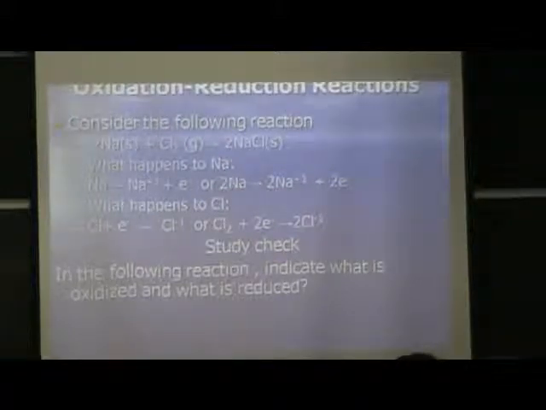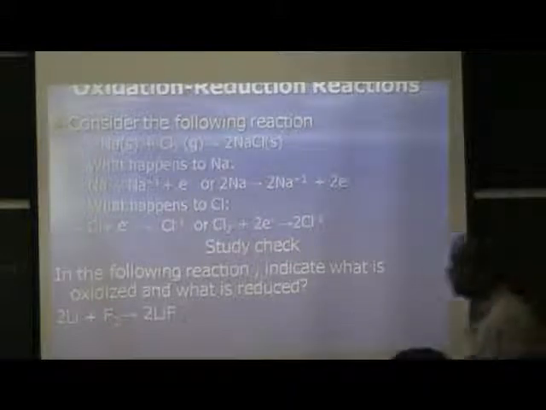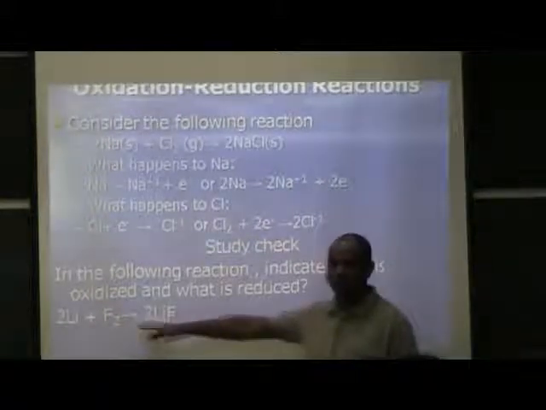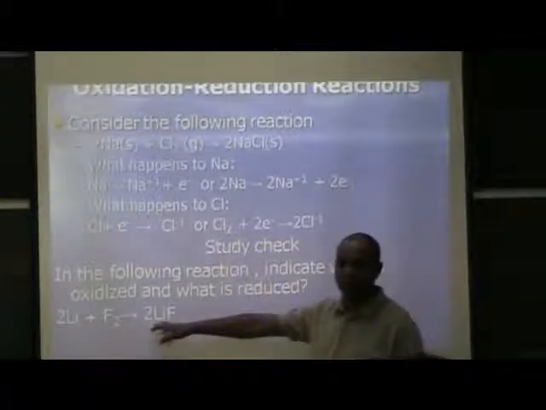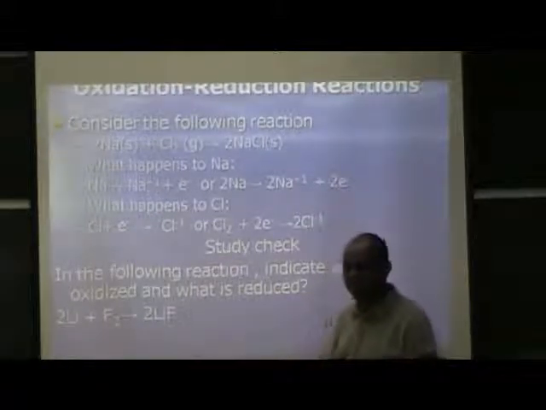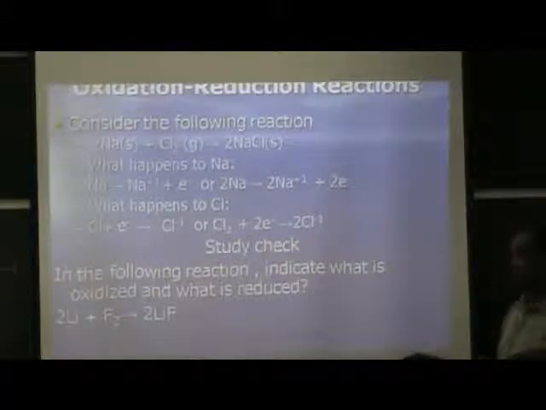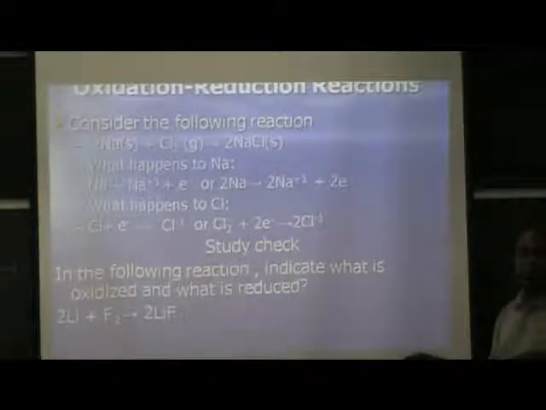So we have some examples here. In the following reaction, indicate which is oxidized and which is reduced. So how do we know which element is oxidized? For example, we have a combination reaction here. There is also oxidation and reduction, so that means one substance has to be oxidized and the other substance has to be reduced, right? So can we make some prediction about which element is oxidized?